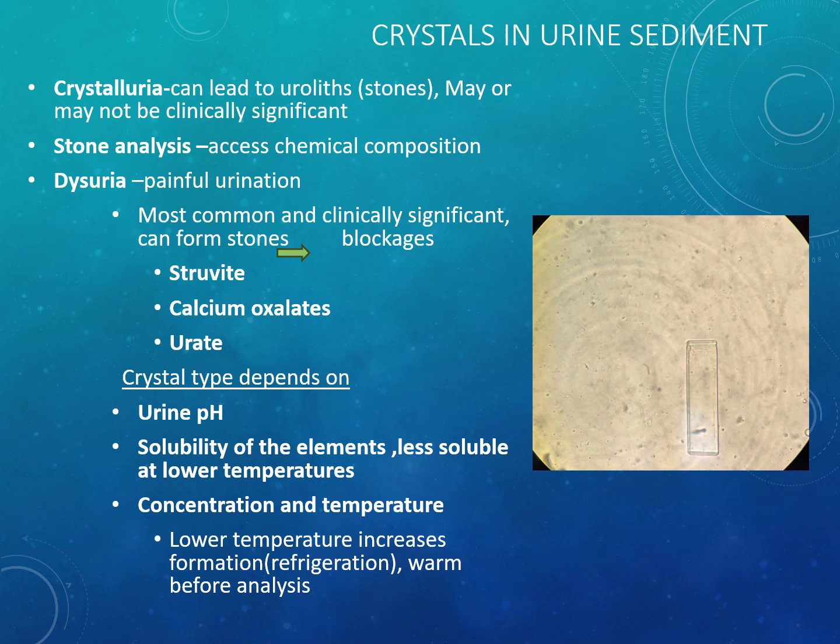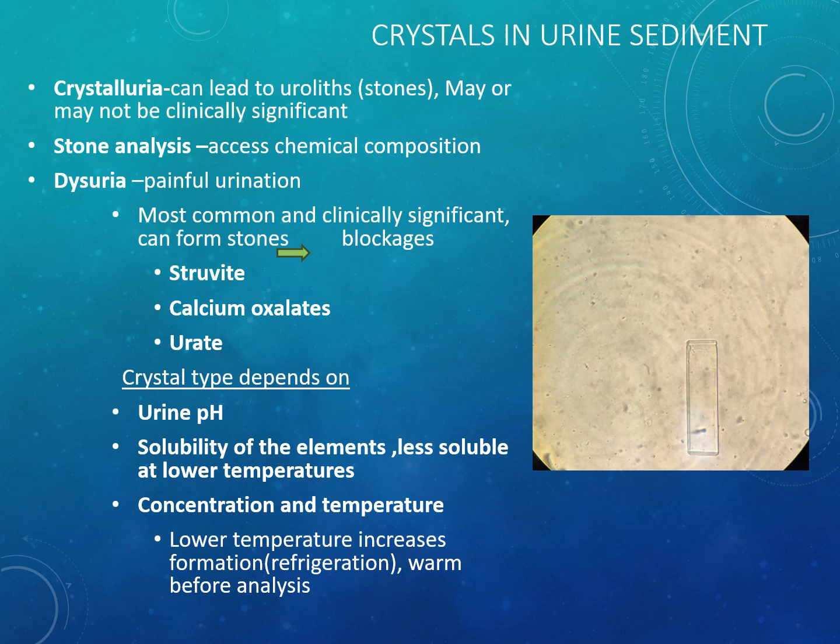Dysuria is painful urination, and this can definitely be due to stones in the urinary tract. The three most common types of crystals that you'll see in vet med are struvites, like the one on the right here, calcium oxalates, and urates. All of these have the ability to form stones.